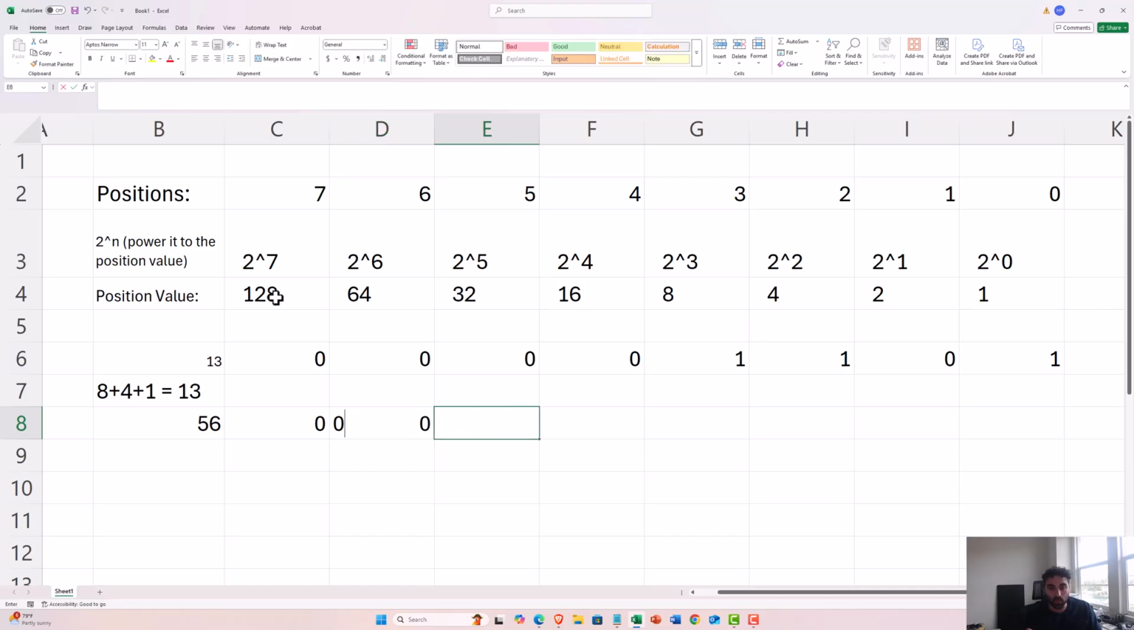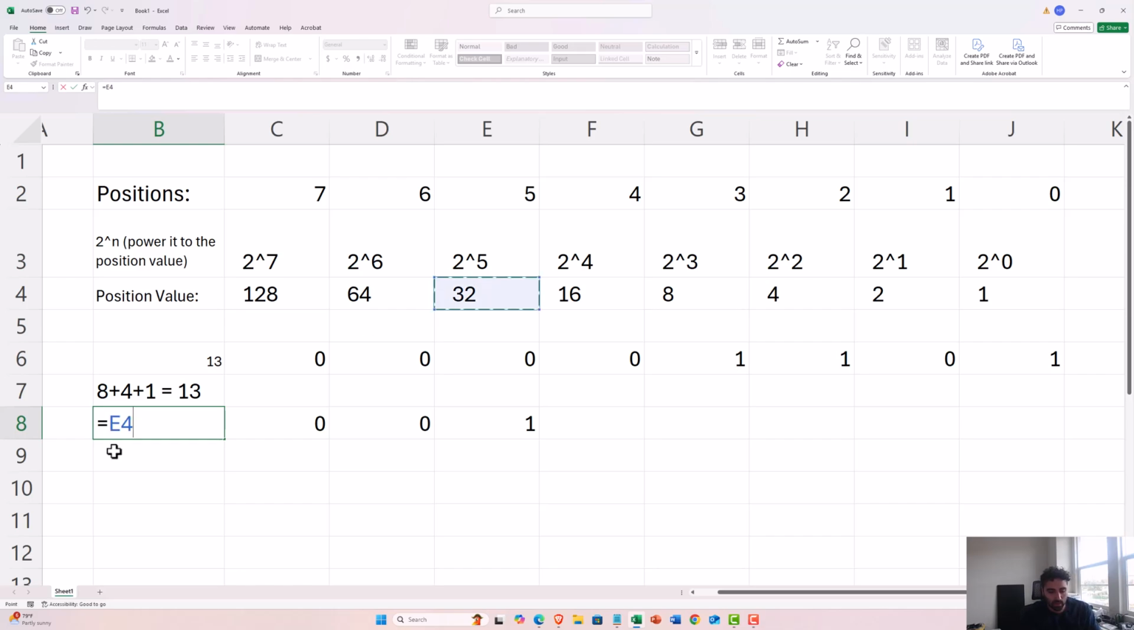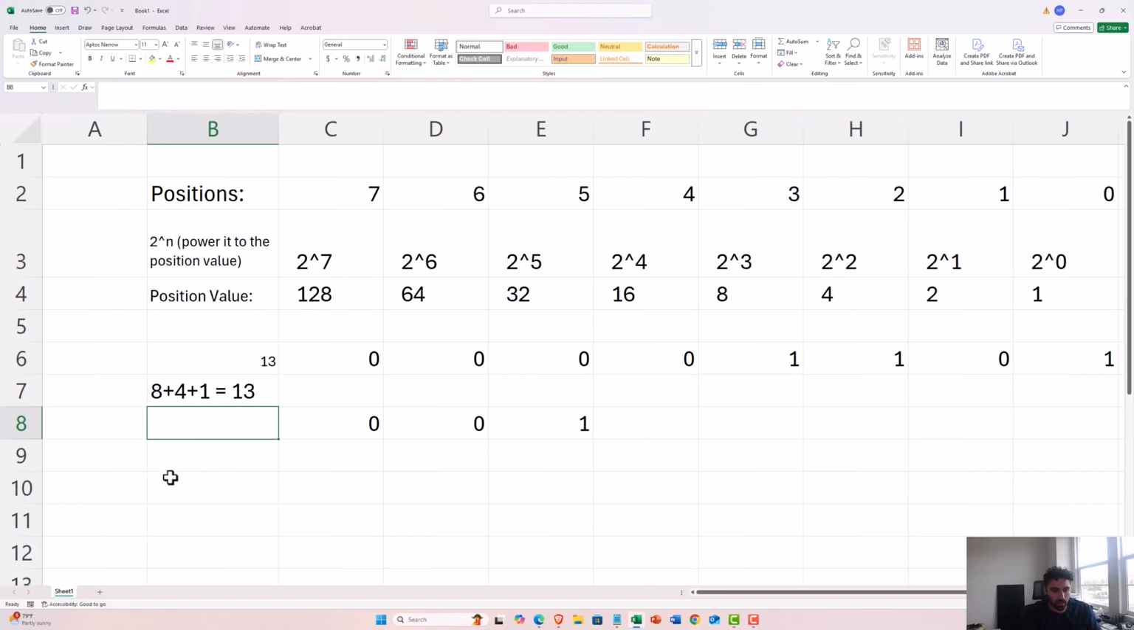Now, going down the row, okay, we can do 32, right? So now we subtract 32 from 56. Let's do this. So we'll do 56 equals this minus this. All right, so we have 24 left.